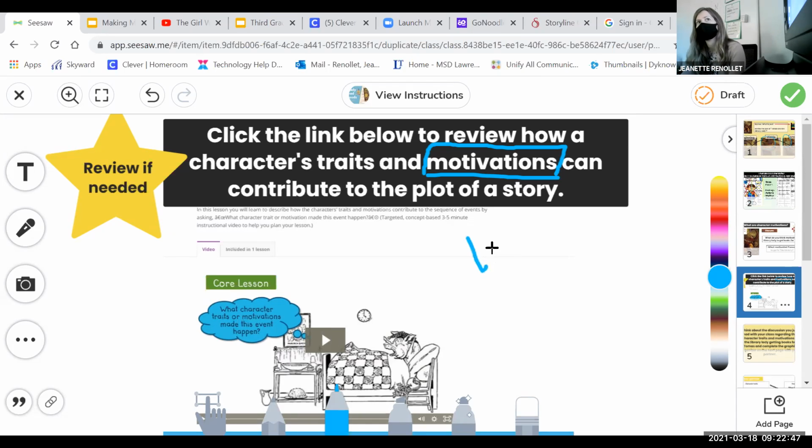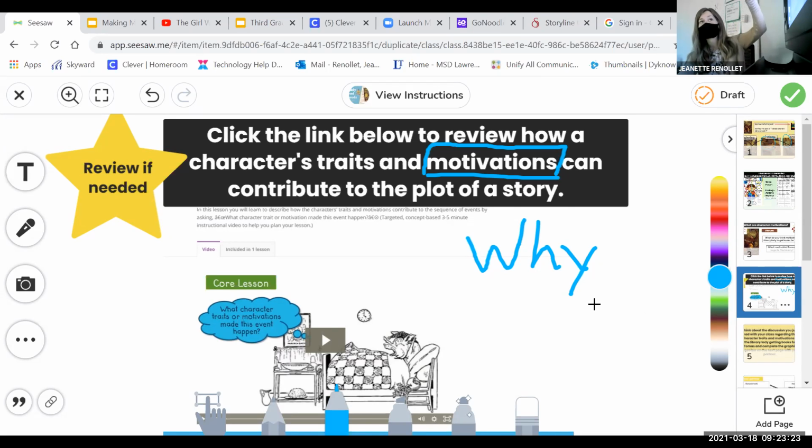Motivation is why you do something. So when I am hungry, I make myself some food. So what's my motivation to make food? I'm hungry. It's the why. When someone says something rude to you, we are motivated sometimes to be rude back. Right? Sometimes we have good motivations, sometimes we have bad motivations.